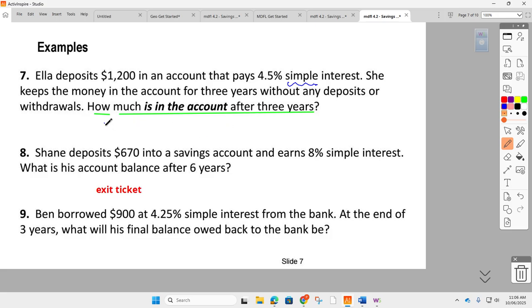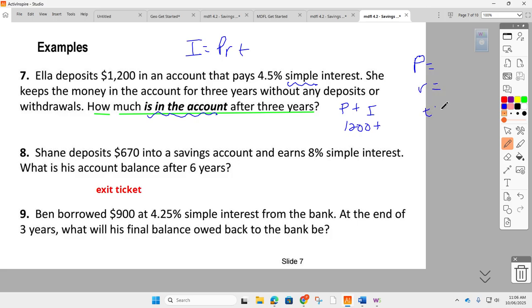Well, if she does not put any more money in or take any money out, you're going to start with $1,200. Actually, so not $1,200. Okay, so the principal plus the interest. That's how much money is in the account. Whatever she started with plus however much interest she earned. That's how you find the account balance. So we're still using the simple interest formula. So we already know the principal, it's $1,200. But we don't know what the interest is, but that's what we're finding. In order to find the interest, we need to identify the principal, the rate, and the time.